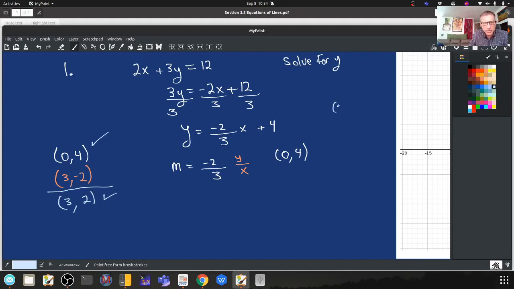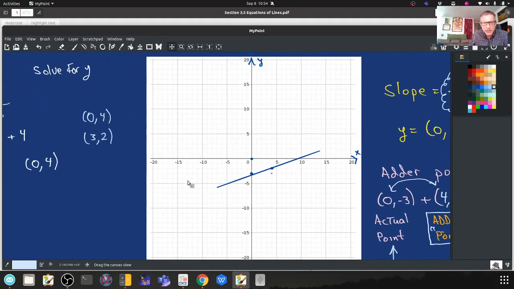So let's go over and plot 0, 4, and 3, 2 on our graph. Again, 0, 4 is our y-intercept, so that makes it really easy to find. I just go along the y-axis, and right there is 0, 4. And my next point is 3, 2: 1, 2, 3, and 1, 2. So right there's 3, 2, and my line goes through.